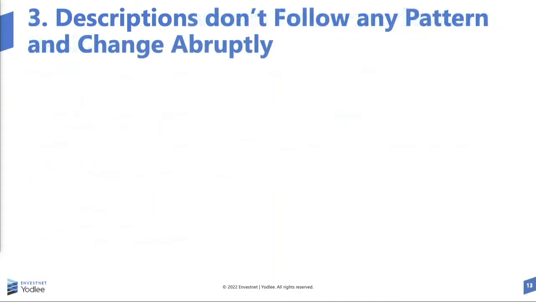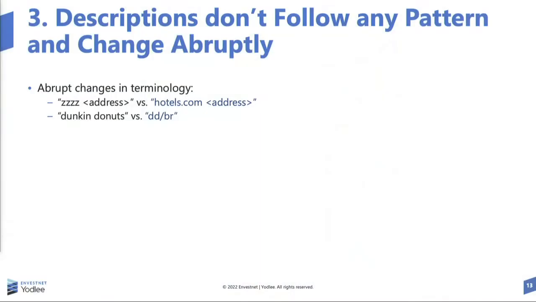And the third part of the complexity, which is even more interesting, is that these so-called words do not follow any patterns and can change any time. As I said, these are multiple players contributing to this description, and each one of them is not talking to anybody else. So we have seen examples like hotels.com, followed by an address, abruptly changed to ZZZ followed by an address. Or Dunkin' Donuts changed to DD/BR. And these are all legitimate classes of transaction descriptions that you will see.